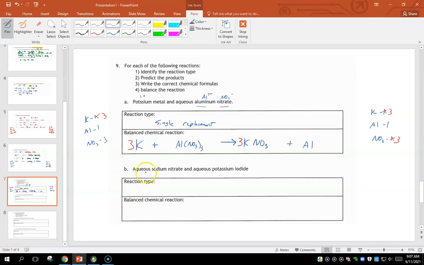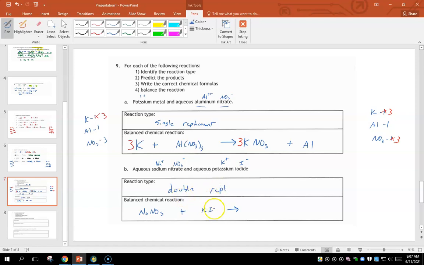All right, moving on to the next one, we have aqueous sodium nitrate. So this is Na plus, nitrate, NO3 minus, and aqueous potassium iodide, so K plus, I minus. Now this should be an easy one to write. They're all 1s, so we just stick them together. NaNO3 plus potassium iodide. That is clearly an AB plus CD double replacement reaction.